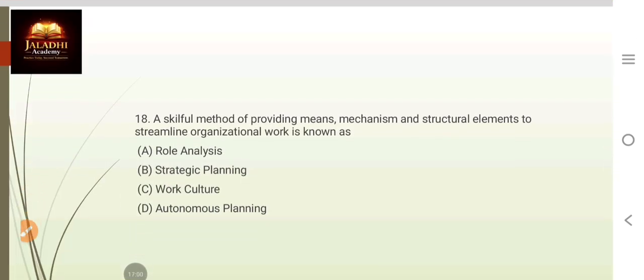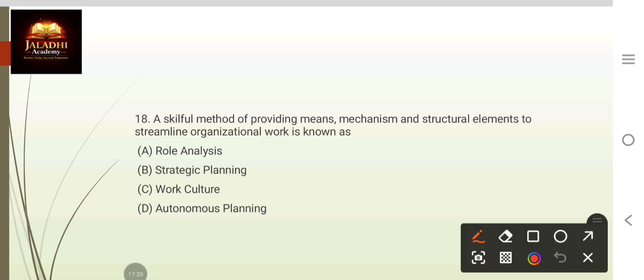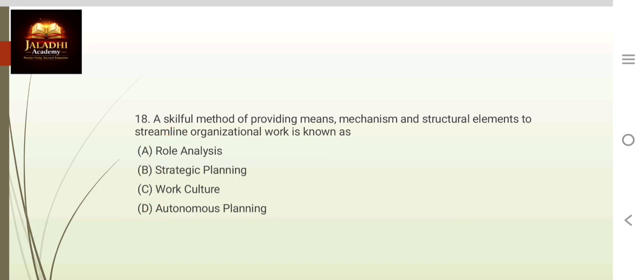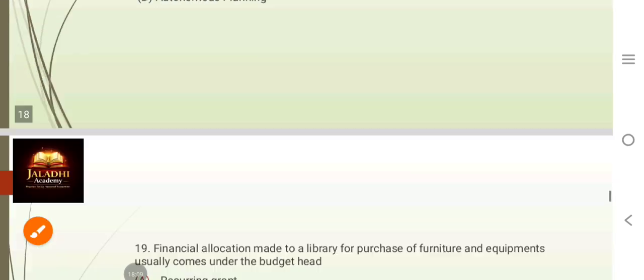18th question. A skillful method of providing means, mechanism and structural elements to streamline organizational work is known as: role analysis, strategic planning, work culture, autonomous planning. Strategic means we are planning, so this is not the correct option. Work culture is related to environment. Autonomous means independent. Now the only option left is role analysis. The correct answer is role analysis, option A.